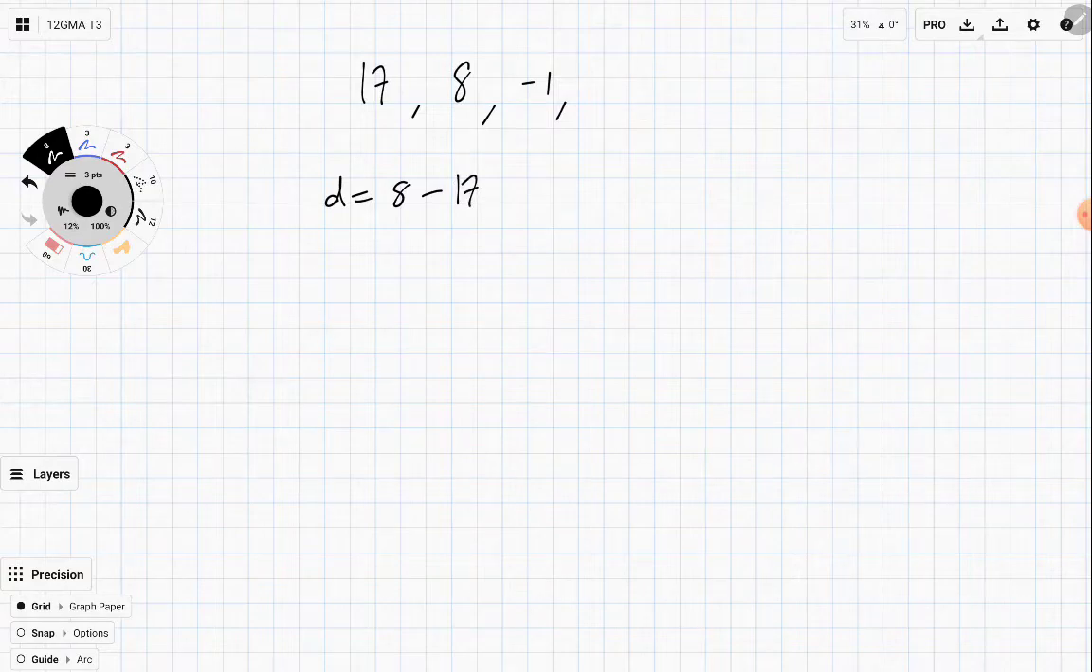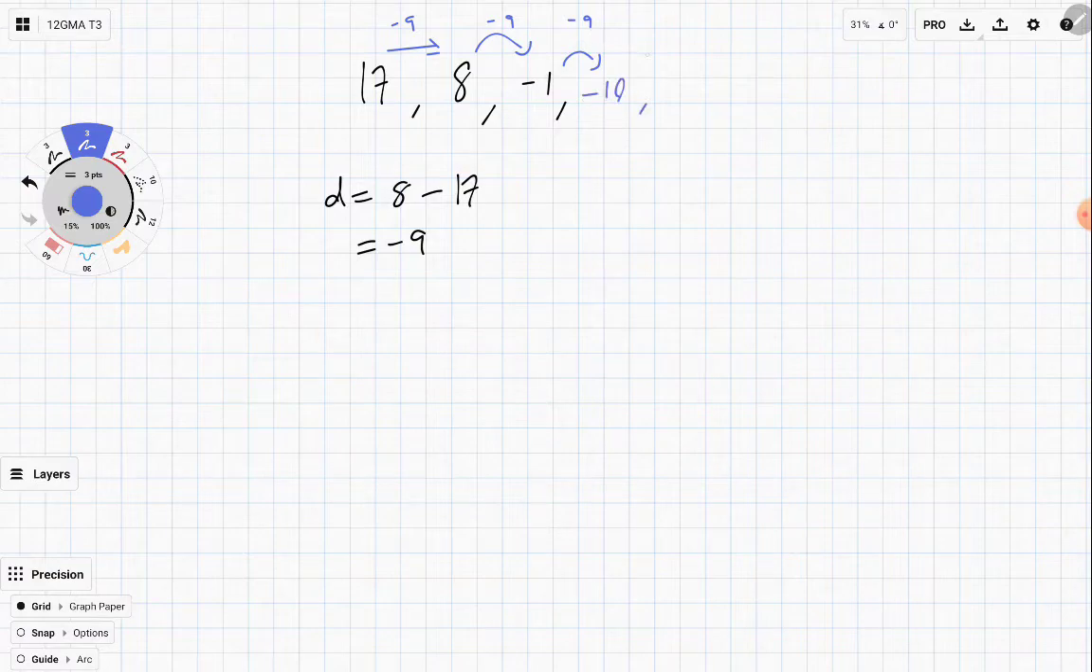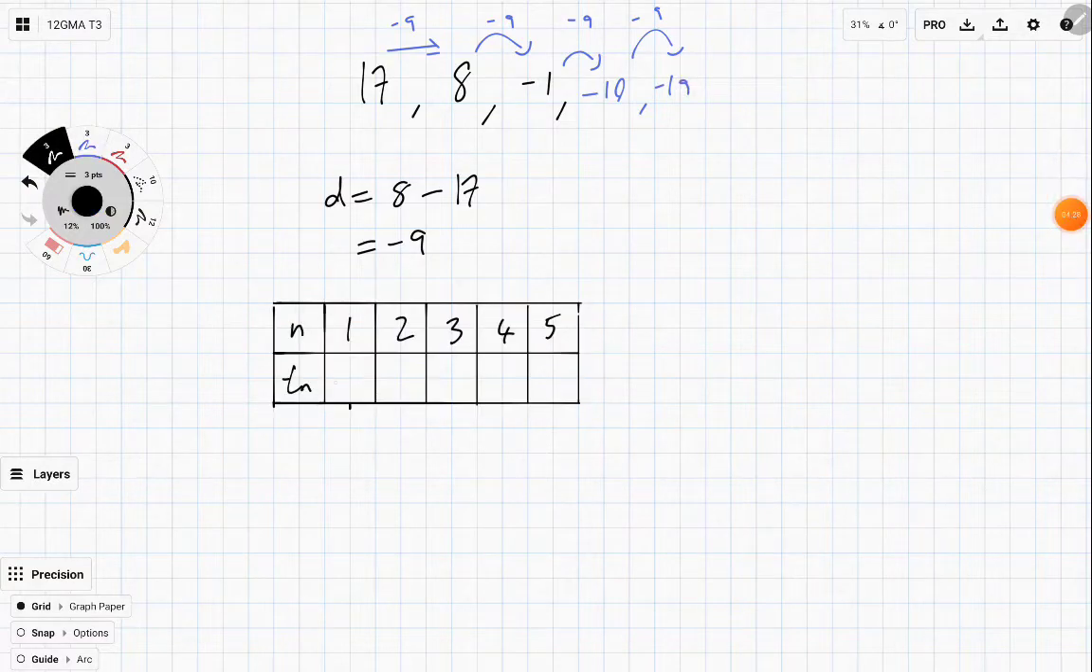So 8 minus 17, negative 9. So it's going up by negative 9. And same for the next one. And so we can just keep subtracting 9. And so we're going to get negative 10. And the last term we're interested in is going to be negative 19. Alrighty, so let's draw up our table and then draw up our graph. Alrighty, so our numbers are going to be 17, 8, negative 1, negative 10, and negative 19.